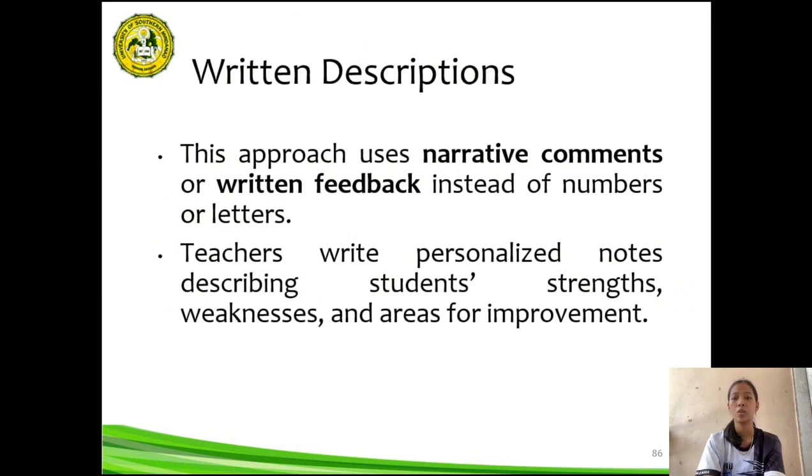Teachers write personal notes describing students' strengths, weakness, and areas of improvements. So in this approach, this grading does not use number, percentage, or letter grades. Instead, teachers provide personal written comments about each student's performance. The feedback usually includes the strength, or in where the students does well or perform well. Then, it shows the weaknesses or the skills or areas that the students need to improve. The most important here is the suggestion of teachers on how the students can improve or deepen the learning.